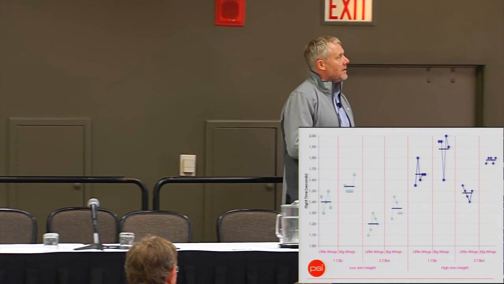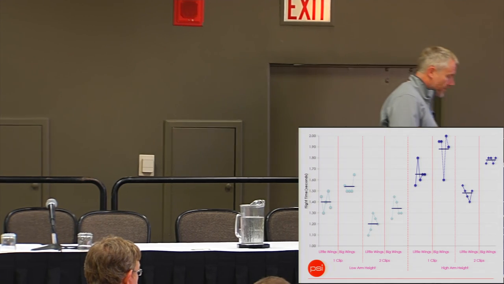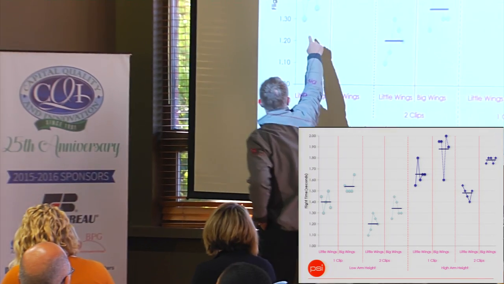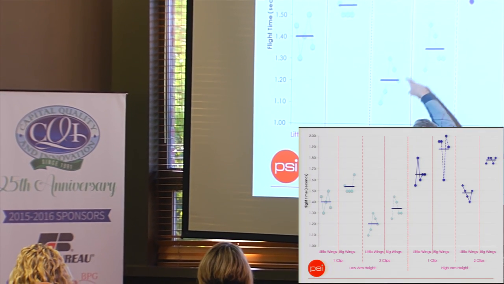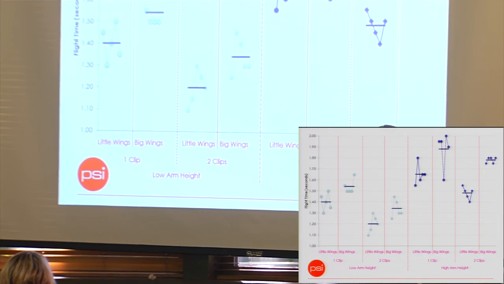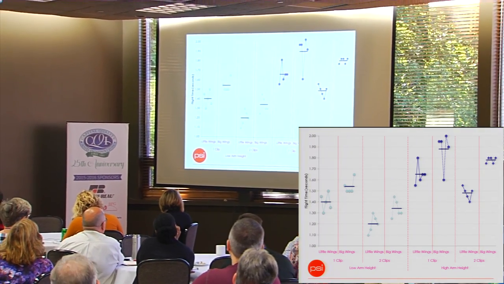So what's the effect of little wings versus big wings? From little wings to big wings, it went up, up, up. So it looks like big wings, if you wanted to maximize flight times, is the way to go, right?